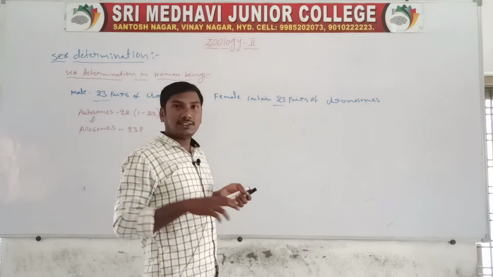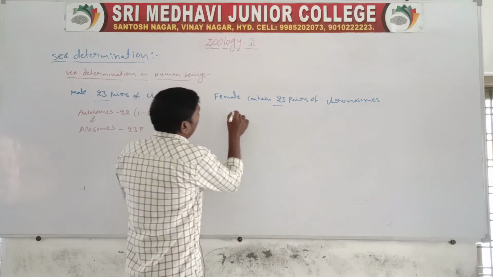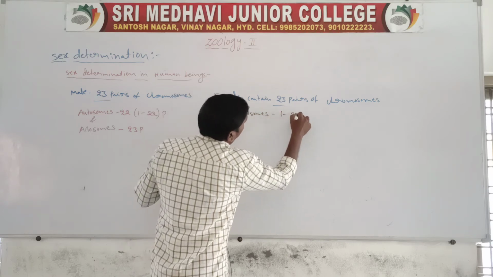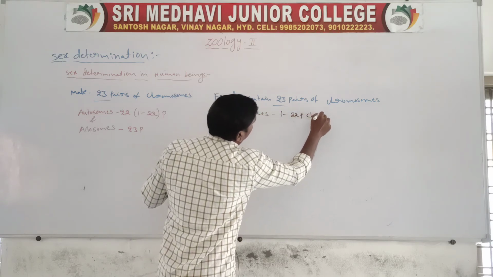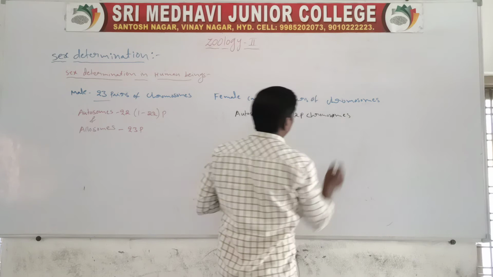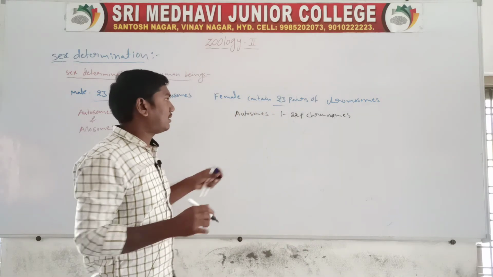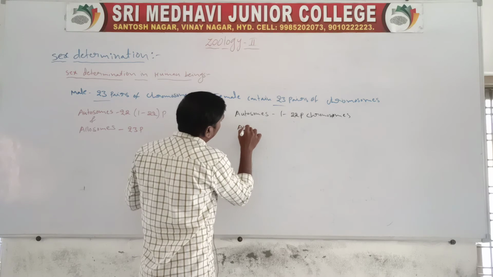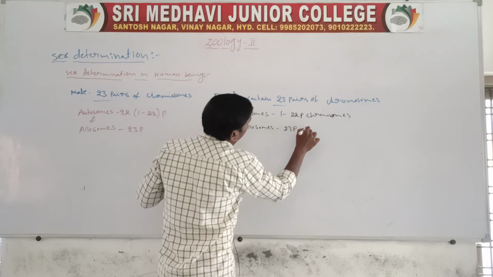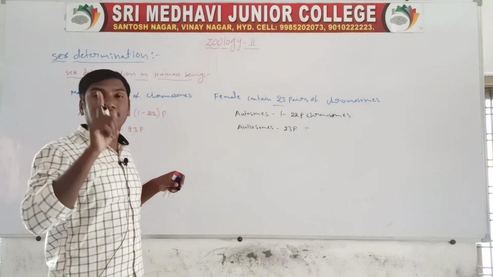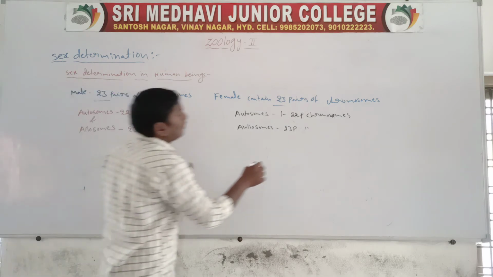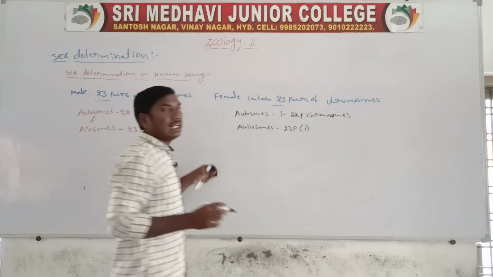Next, females also have two types, autosomes and allosomes. Autosomes are the first to 22nd pairs of chromosomes. Next, allosomes are the 23rd pair of chromosomes, only one pair. The 23rd pair of chromosomes is called the allosome.